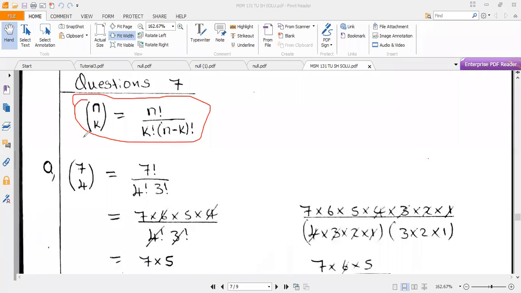So in this case, we have 7 choose 4. Our 7 is our n and our 4 is our k. So it will be 7 factorial over 4 factorial times 3 factorial. 7 factorial simply means 7 times 6 times 5 times 4 times 3 times 2 times 1.